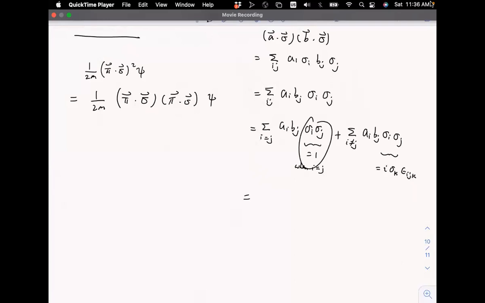So once it is 1, then this one is just a_i b_i, and you just sum over i because they're equal, right? And this i is a complex number, an imaginary number. This will be sigma k, with i not equal to j summed over. So this will be epsilon ijk.